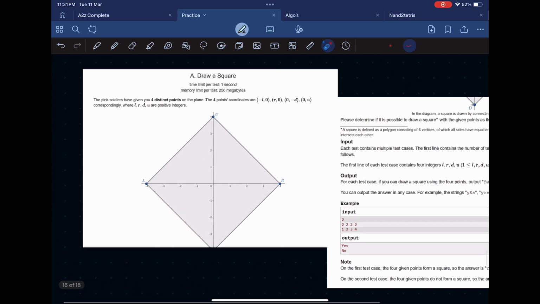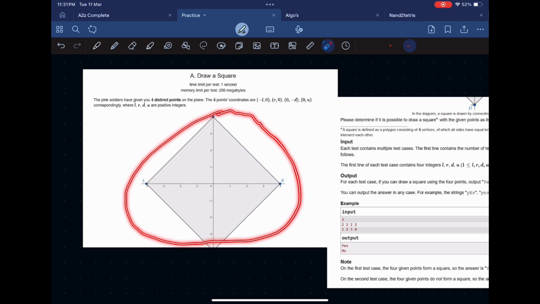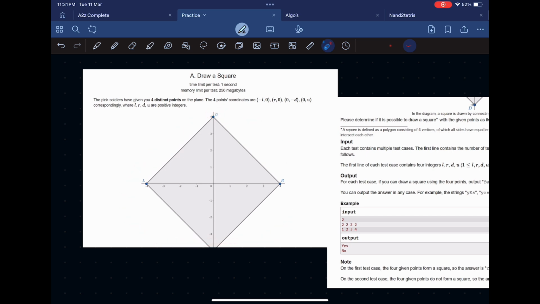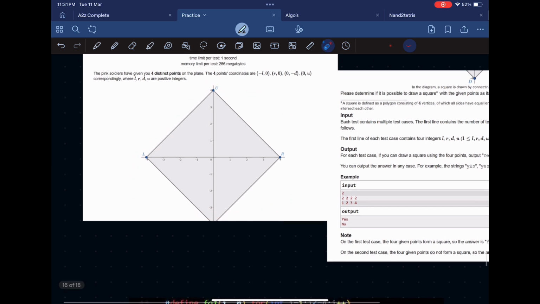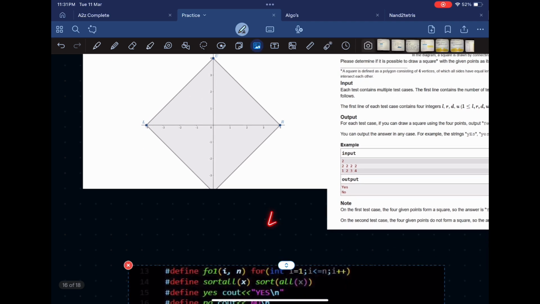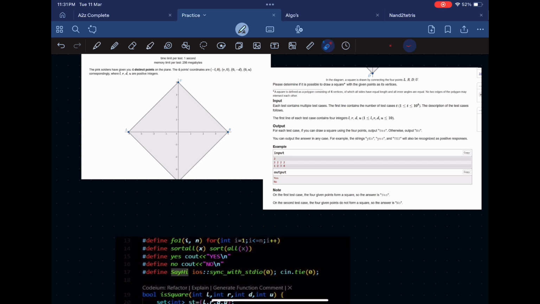So what is the question? It says L, R, D, U are forming a square. If it is forming a square, you have to return yes. Just take an assumption of when it makes a square. It makes a square when all these four have the same values. Then it will make a proper square.